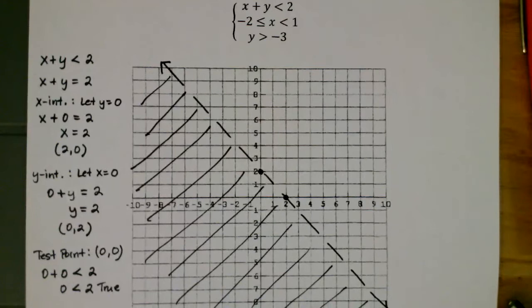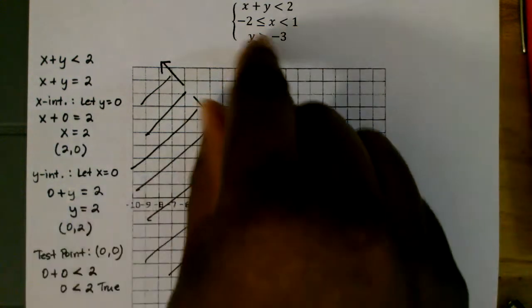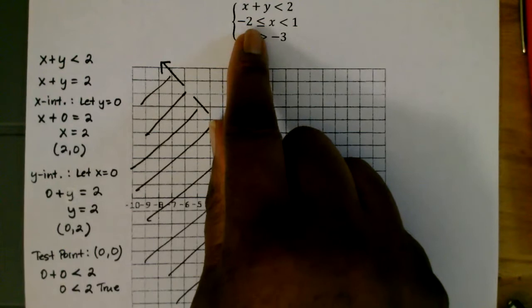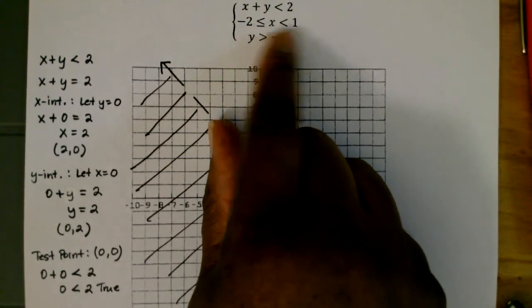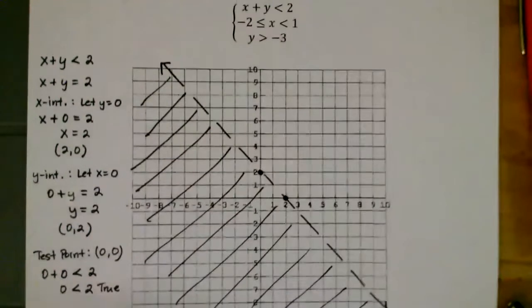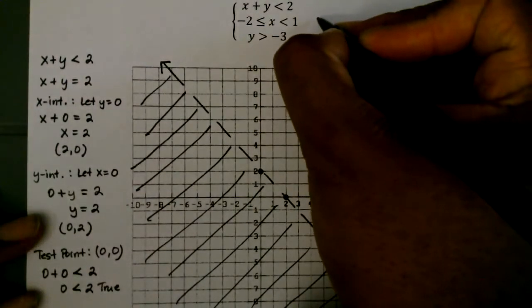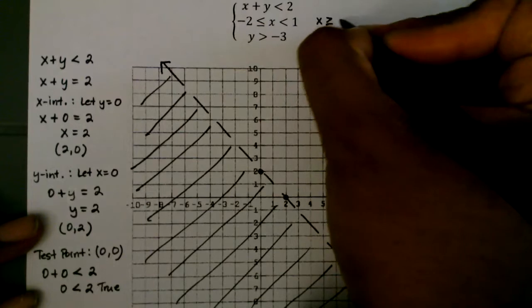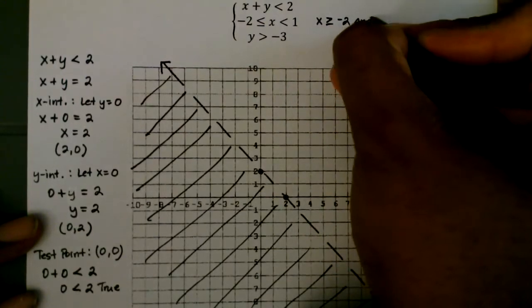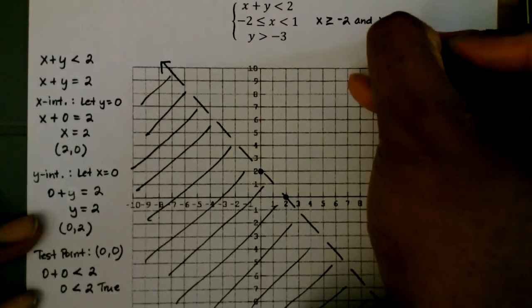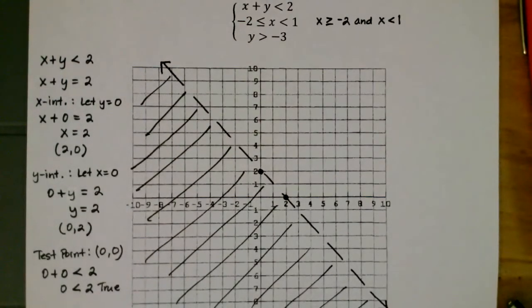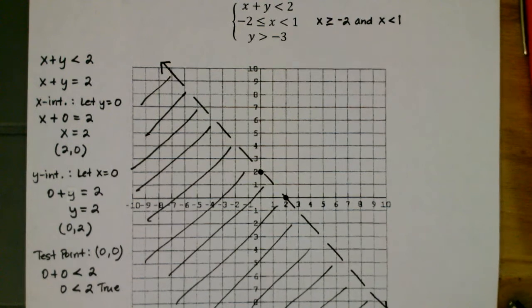Now for the second inequality, if you look at this one, -2 is less than or equal to x and less than 1. Well, this means that x is greater than or equal to -2 and x is less than 1. That's what this means. Now I'll write this out for you. x is greater than or equal to -2 and x is less than 1. Those are going to be two vertical lines. One will be dotted, the other one will be solid.